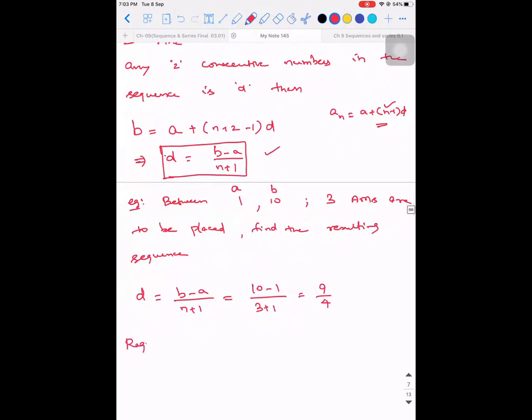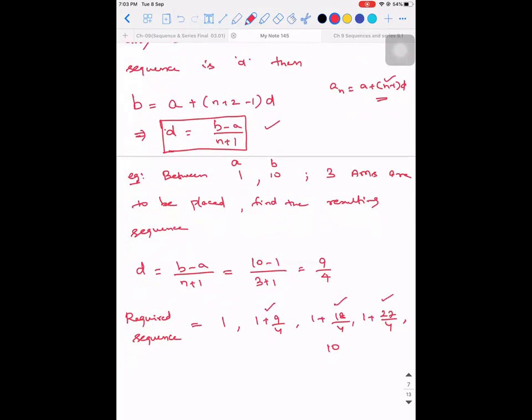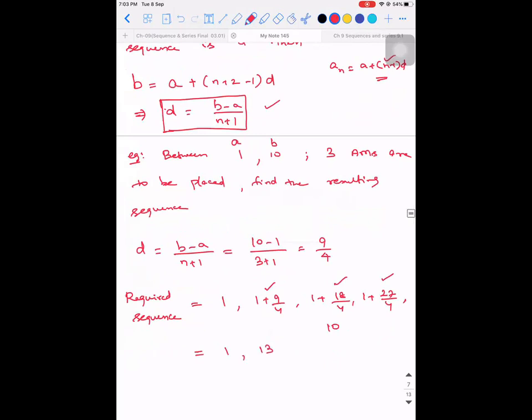So the required sequence will be A, A plus D, A plus 2D, then A plus 3D, and what will be the last term? That will be 10. So what are the 3 arithmetic means? 1 plus 9 by 4, 1 plus 18 by 4, and 1 plus 27 by 4. That is nothing but 1, 13 by 4, 22 by 4, 31 by 4, and 10. So if you want, you can find the common difference and see it will be 9 by 4.